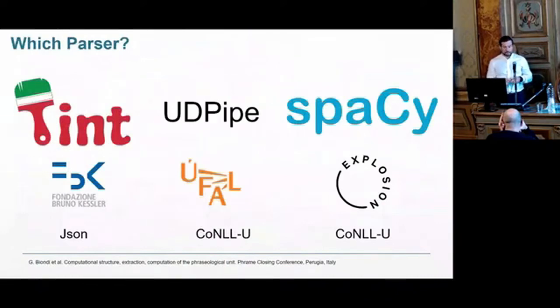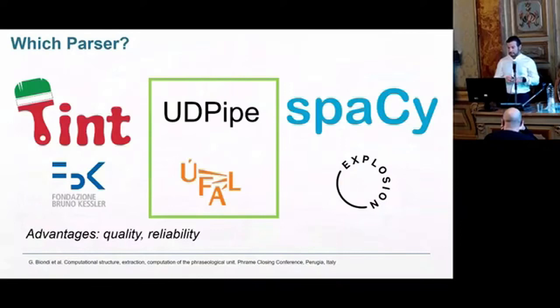Speaking of the output format, UDPipe and spaCy output their data in the CoNLL-U format, which is based on universal dependencies, while TINT uses the JSON format. Considering all these aspects, we chose UDPipe for its advantages, namely quality, reliability, and the output format, which is a tabular format ready to be, for example, imported into a database.